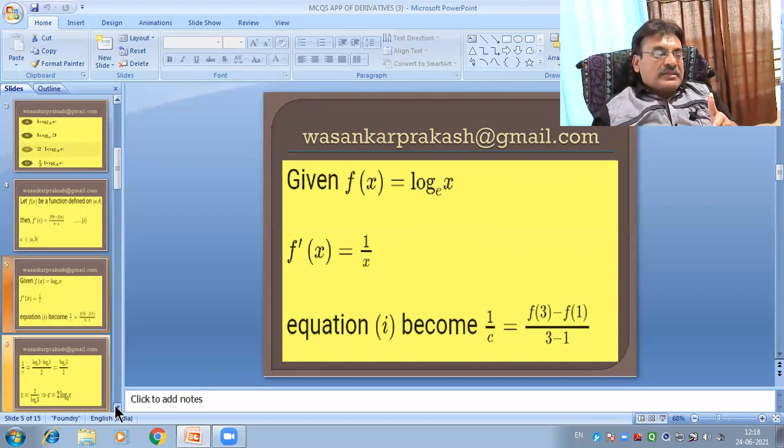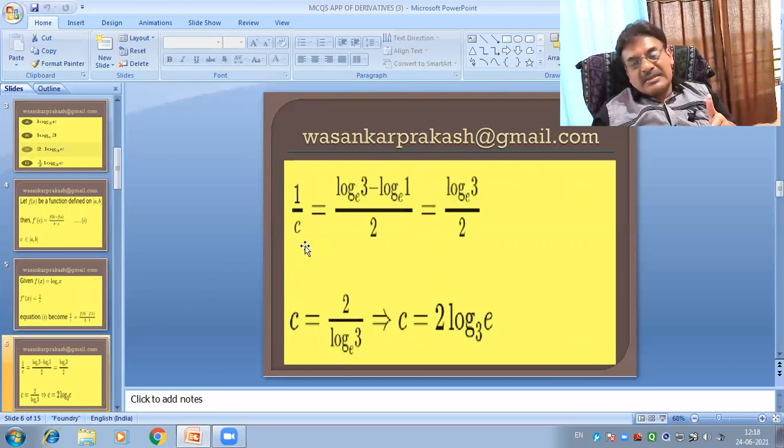So we get the next step. This is the next step: 1 by c as it is, equals f of 3, log 3 base e, minus f of 1, log 1 base e, upon 3 minus 1, that is 2. That is equal to log 3 base e as it is, minus log 1 base e. We know that log x base y is log x upon log y, so log 1 upon log e, so log 1 is 0. So log 3 base e minus 0, we get log 3 base e upon 2.